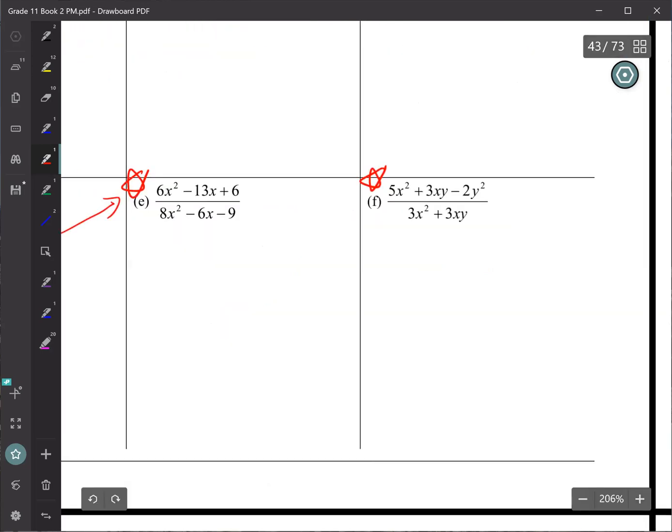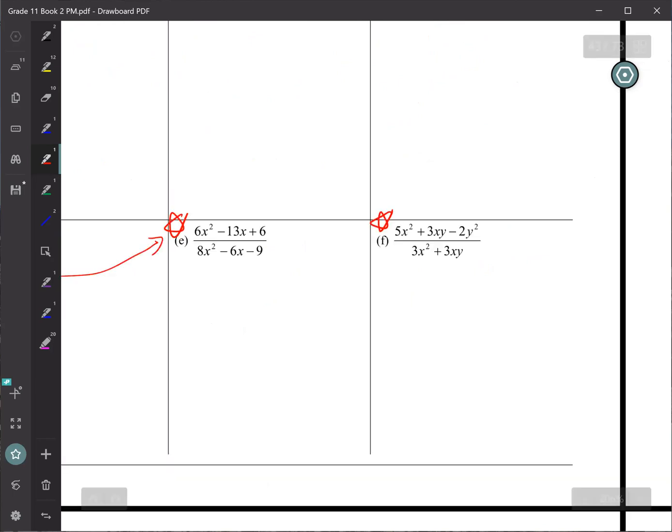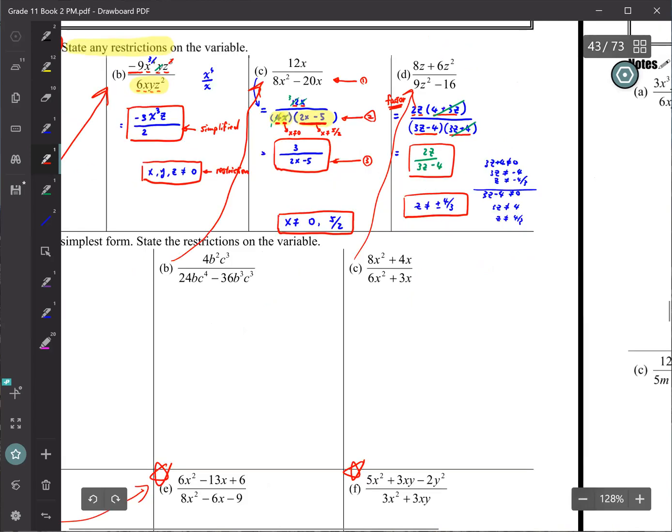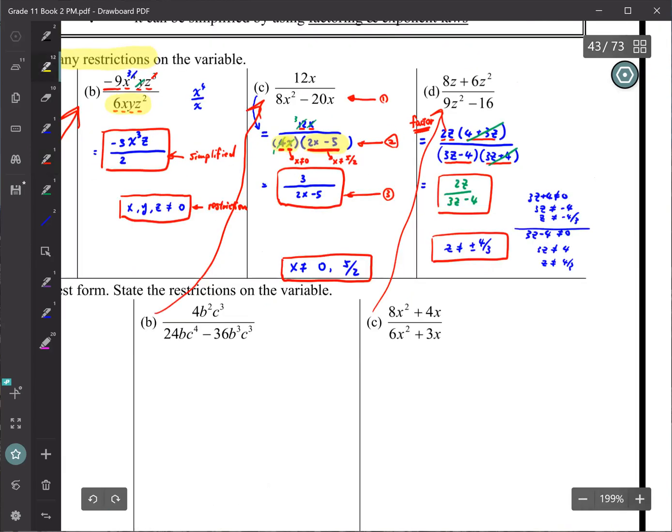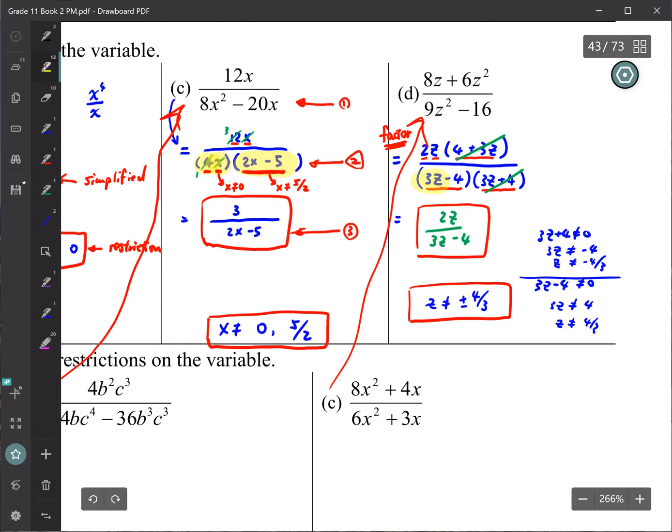Same thing. First thing is to factor wherever possible, and then you start canceling. Once you cancel things out, you check for restriction. For restriction, you look at the part that's not canceled yet. So for the question we just did, let me highlight it. Before you cancel out the bracket, you have 2 of them in the denominator, so you get 2 restrictions. Do not just look at the final answer.